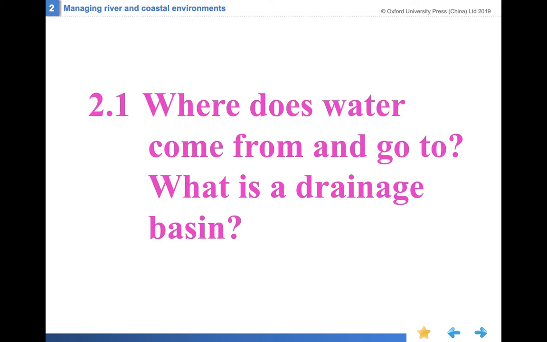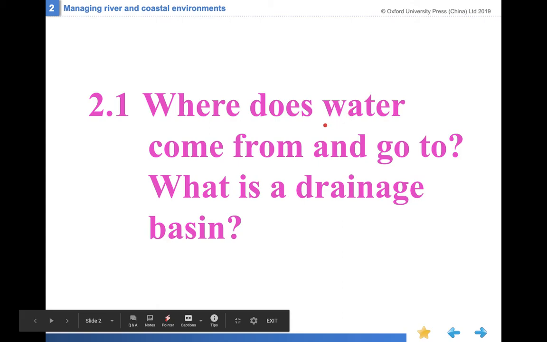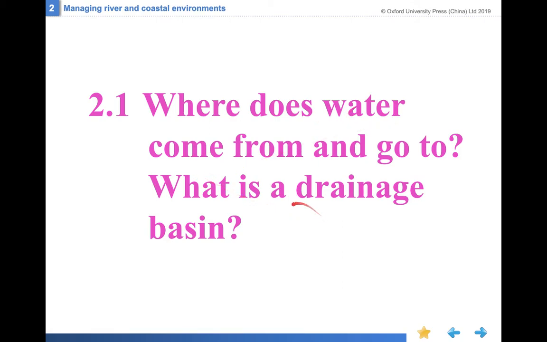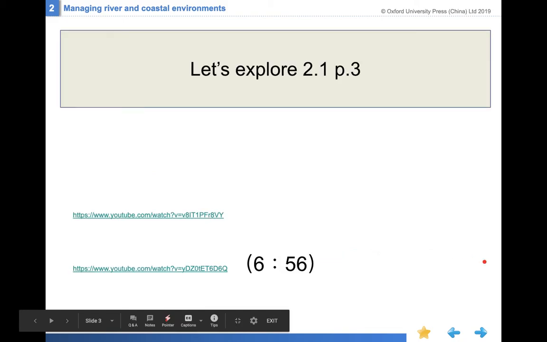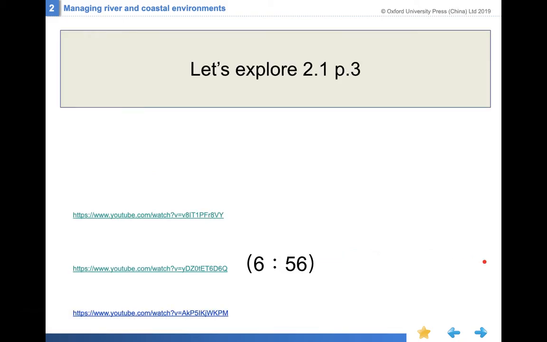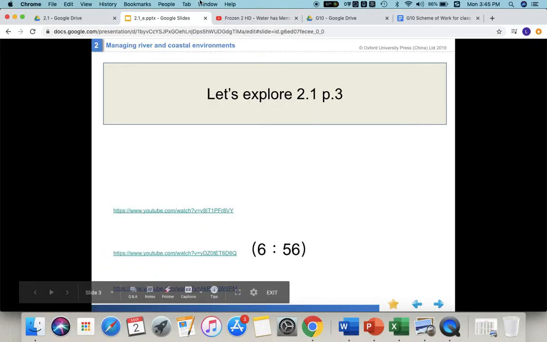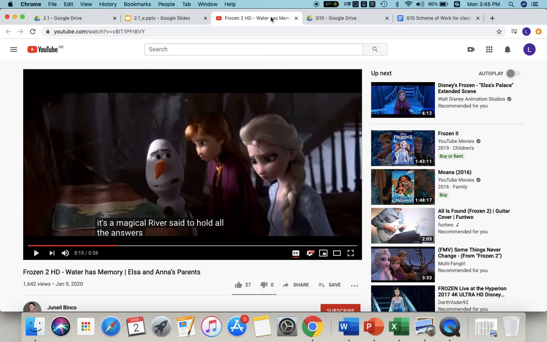information or the knowledge about the water cycle and the drainage basin. So first part about the water cycle and then the drainage basin. So first of all, as this chapter is actually about the water, I think some of you have watched the movie Frozen, right? So in Frozen, I'm not sure whether you remember there is a scene that Olaf and Elsa are finding the evidence or finding the past of Elsa's parents by the memory of the water.